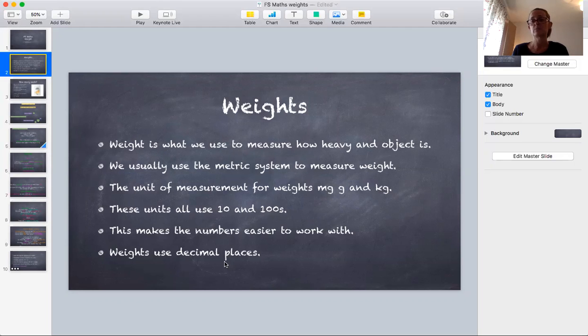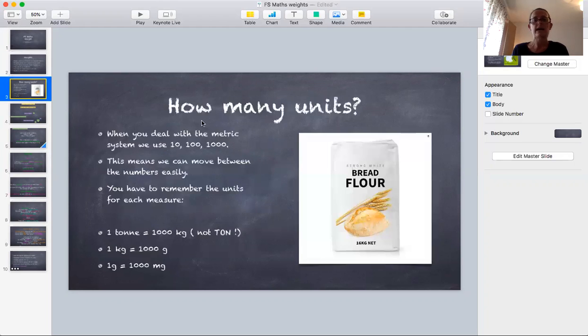Weights use decimal places. How many units? When you deal with the metric system, you use tens, hundreds, and thousands. This means we can move between the numbers easily. So we can move between 10, 100, and 1,000. You have to remember the units for each measure. So you can do that in revision, but we're just going to deal with one aspect of measurement here.